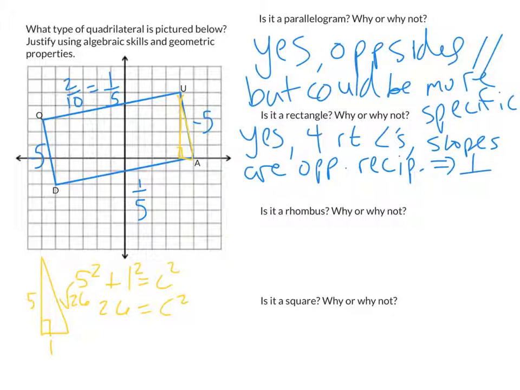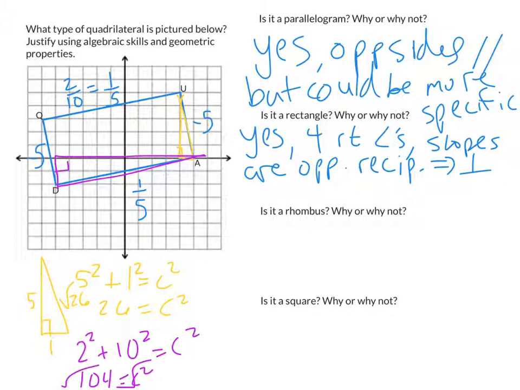All right, let's do the next side. Let's see if this would be up 2 over 10. I've created this right triangle. I want to find my hypotenuse. What's 2 squared plus 10 squared equals c squared? So 4 plus 100, 104 equals c squared. Well, when I square root that, square root of 104, is that the same as square root of 26? Heck no. All sides not congruent.